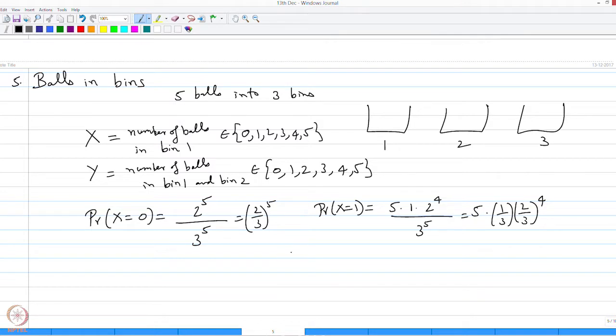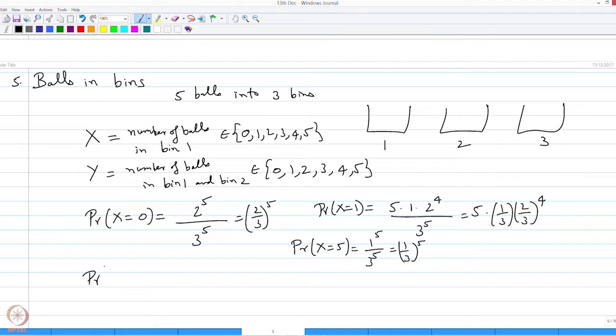Later on, we will see a more general case by which you can do these things, but for now let us keep it like this. So, if you want x equals 5, all 5 of them falling into the same bin, you have just 1 power 5 by 3 power 5, it becomes 1 by 3 power 5. Okay. Think about that, that is the probability here.